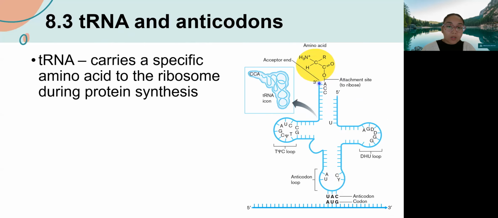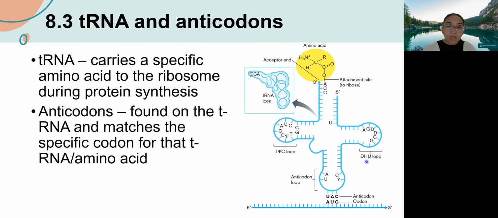So the amino acid is here. This is the RNA, tRNA. The amino acid is specific to this tRNA, and the tRNA brings the amino acid to the ribosome so that the ribosome can use that tRNA for protein synthesis. And the most important part of the tRNA is the anticodon.